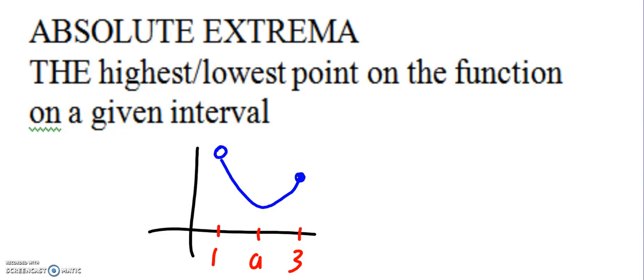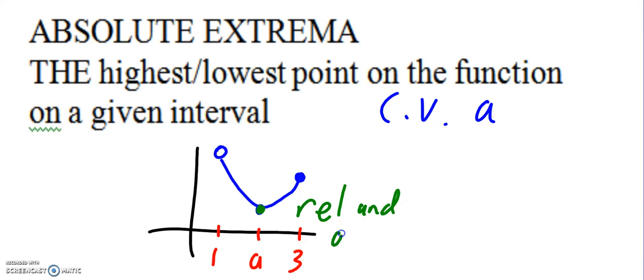So in this case, I have one critical value at A, which in this case is going to be, there we go, a relative and absolute min. These are both nothing.